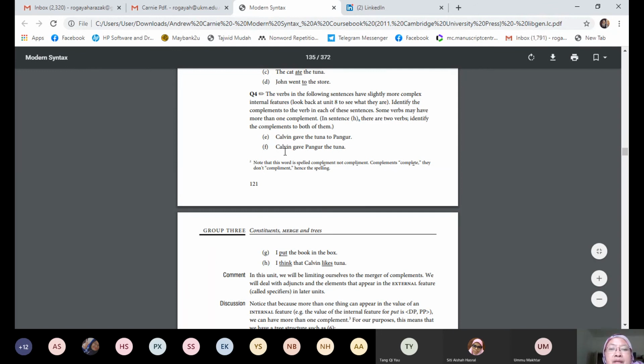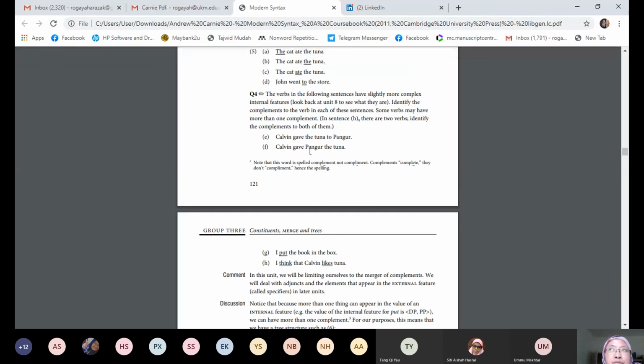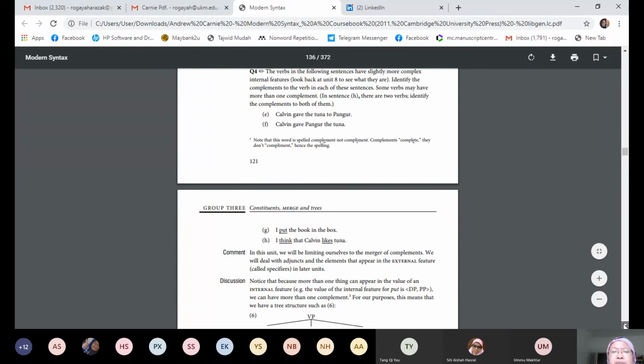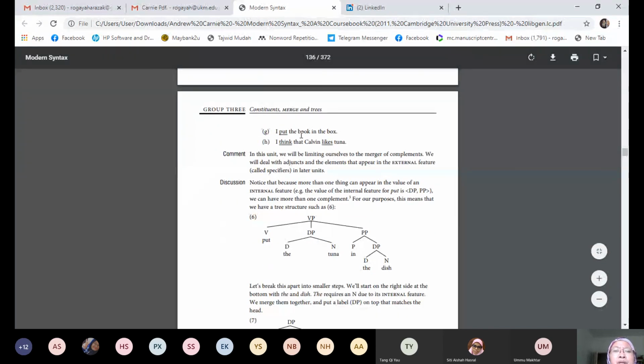What about F? Kelvin gave Panggul the tuna. Same thing. And it's grammatical. Grammatical means it's acceptable. So you can either do a DP-PP or a DP-DP. And if you look back into transitivity, unit 8, if you do not quite understand, you can read that again. I think we've discussed it at length just now, the internal and external arguments. Okay, I put the book in the box. So what is the complement?